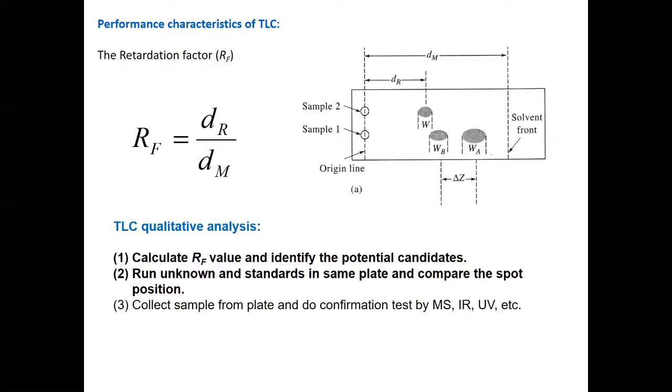Basically they just develop the plate and then compare the spot with the standards. So we can run the unknown and the standards on the same plate and compare the spot position. This is the most typical way that we do that. But if you want a more advanced technique, we can run the test by using UV, IR, or mass spec. Basically this is beyond your level right now.